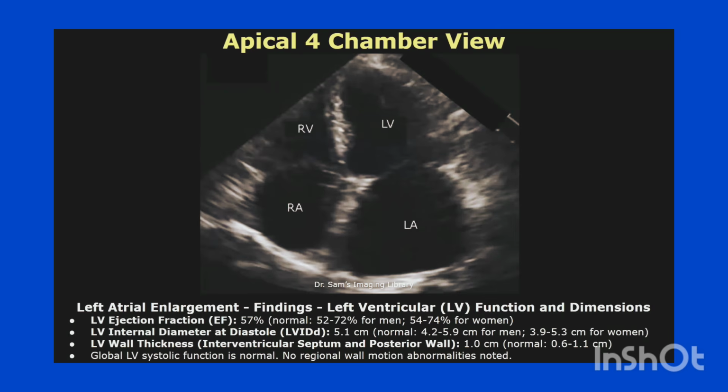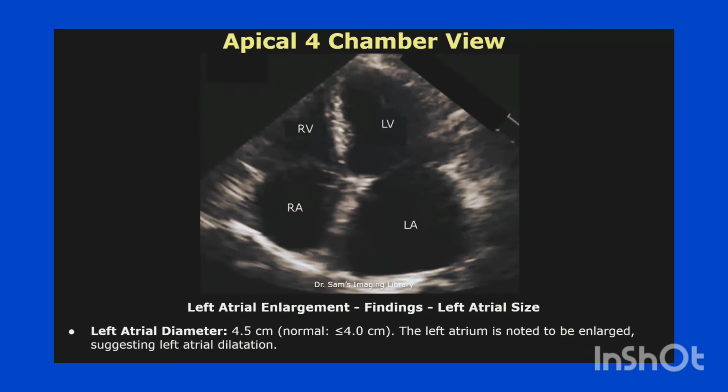Internal diameter at diastole is 5.1 centimeters. The LV wall thickness is 1 centimeter. Global LV systolic function is normal. No regional wall motion abnormalities noted.